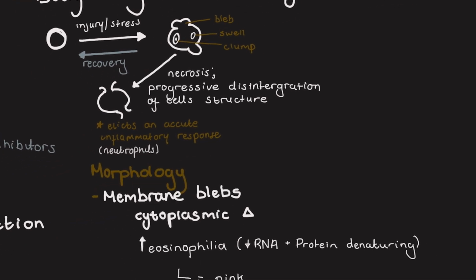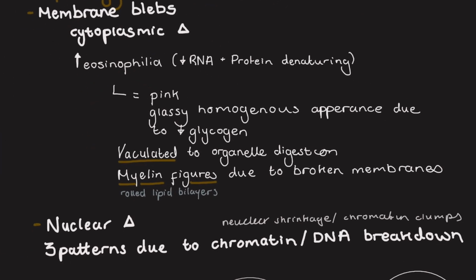So the first one being membrane blebbing and cytoplasmic changes. So there's an increase of eosinophilia, which causes a decrease in cytoplasmic RNA and denaturing of plasma proteins, resulting in larger pink stains when you stain with eosin. A more glassy, homogeneous appearance due to the loss of glycogen particles. It's often vacuolated due to the enzymes digesting organelles.